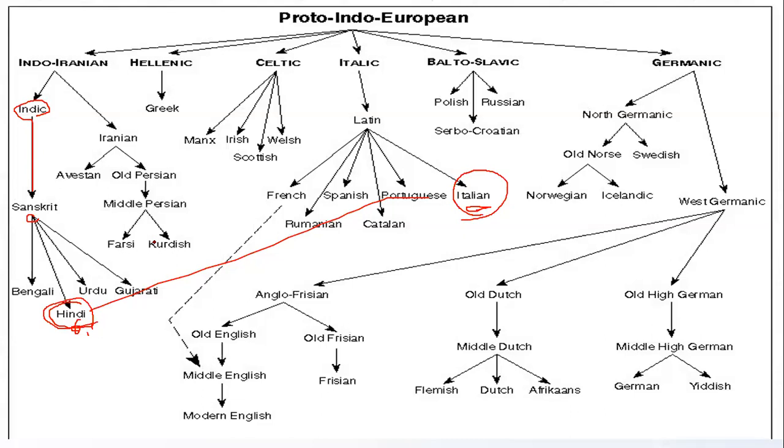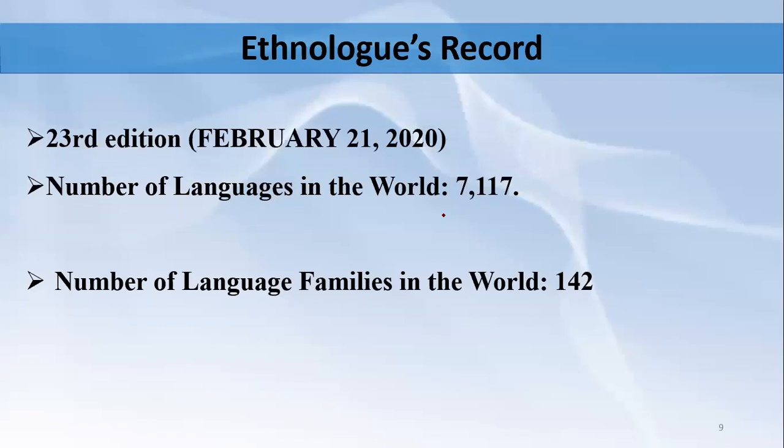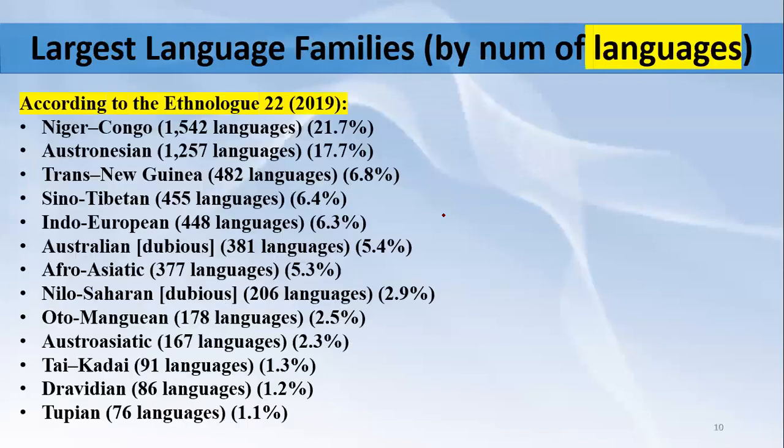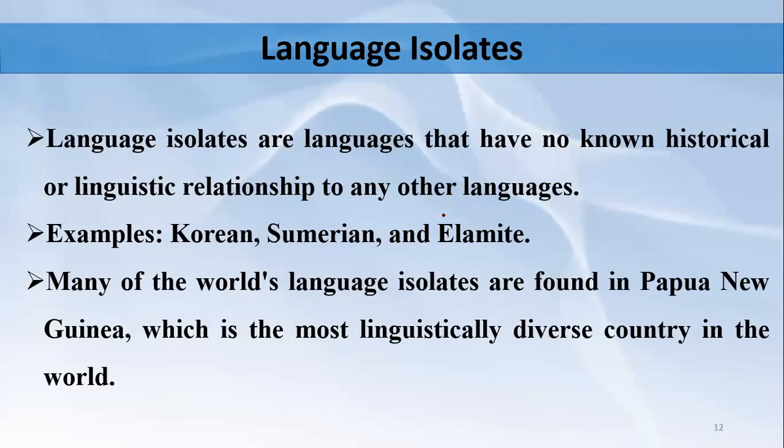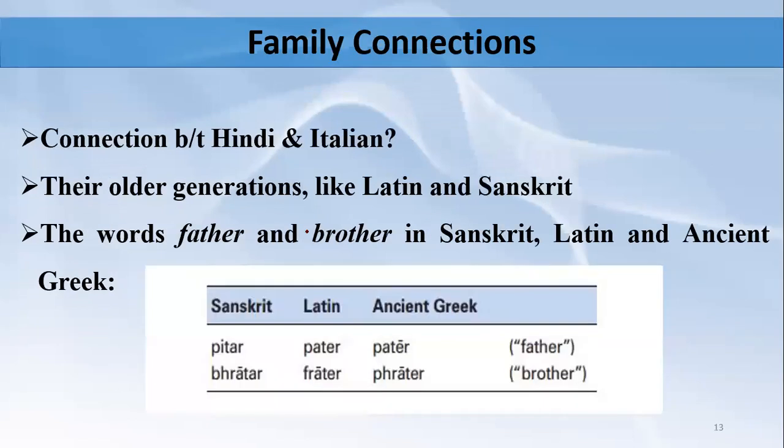Same is the case with cousins as well. Cousins are more or less alike in terms of physical appearances. Now, if you look at these two languages, apparently they seem to have no connection at all, no linguistic connection with each other. But if we dig deeper, look at this.